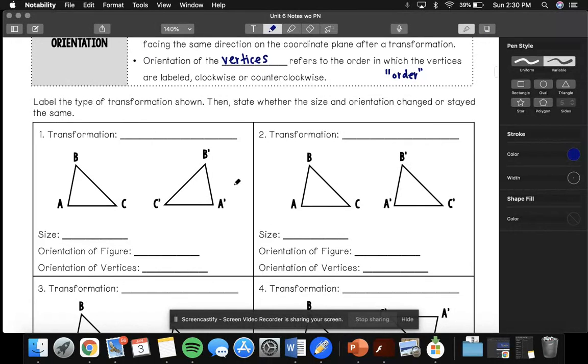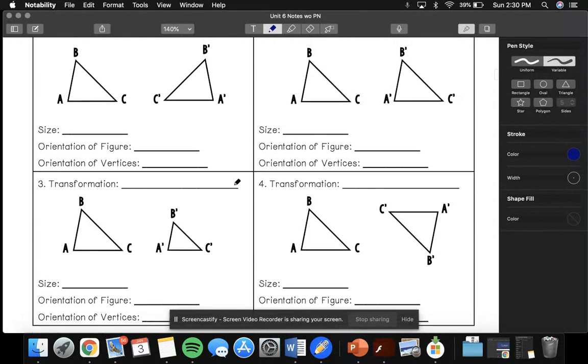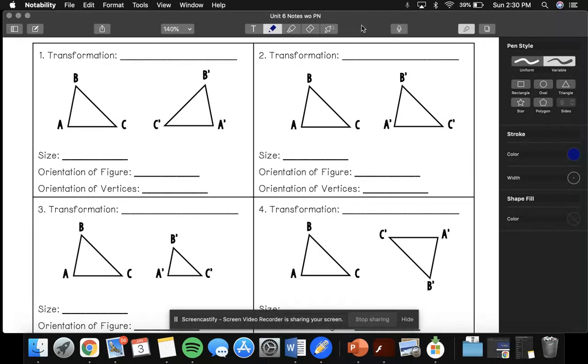Okay. So what we're going to do is there are 4 different transformations that occur, and we're going to just talk about what orientation of the figure and orientation of the vertices means, and see if we can figure out overall what these mean. Okay, so we have this triangle ABC. I know this is the pre-image or the before picture because there's none of those little tick marks, so there's no prime marks. Okay, and then I see the after picture, C prime, B prime, A prime.